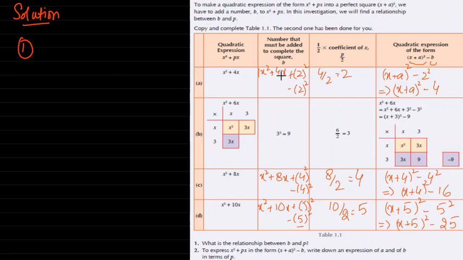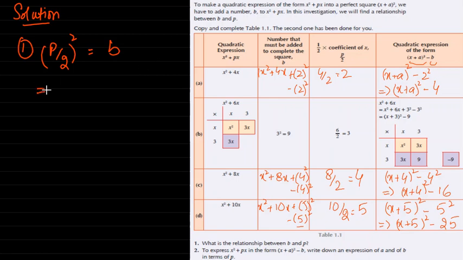What is b? B here is the coefficient of x. And what is p? It's actually divided by 2. Are you seeing it? P divided by 2 is actually coming out to be b. In all the questions, if you see, it's the same. It's 3, it's 3 square. So 3 square means that p divided by 2 whole square is equal to b. That is actually the formula, means p divided by 2 whole square is equal to b. So this is the relationship.